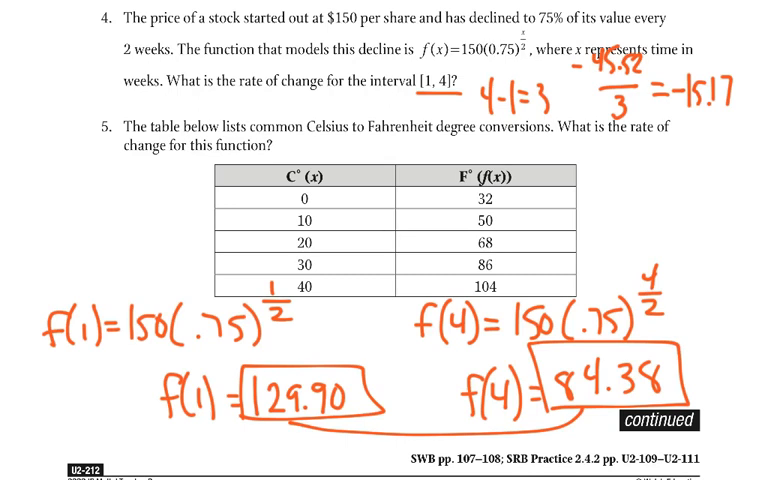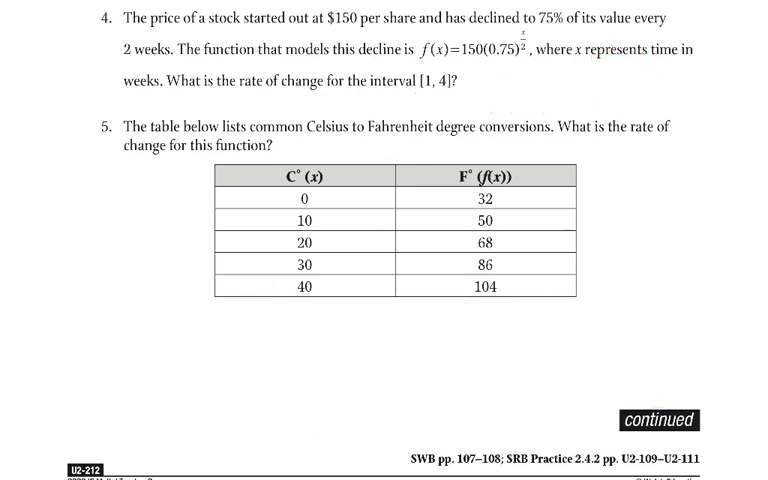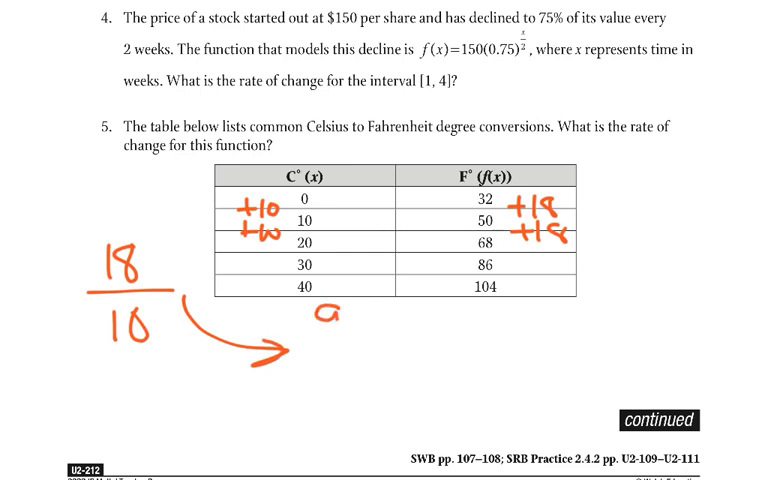Alright? Okay, number 5 says, the table below lists common Celsius to Fahrenheit degree conversions. What is the rate of change for this function? Okay, in other words, how is this growing? Well, this is going up by 10, right? So if we make that slope, that would be 10. The other one, 32, is going up by 18. We're adding 18 each time. So it'd be 18 over 10, which we can reduce, dividing them both by 2, to 9 over 5. So our rate of change is 9 over 5. And it's positive because they're both positive.